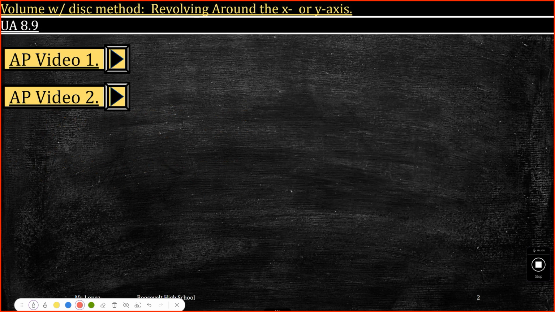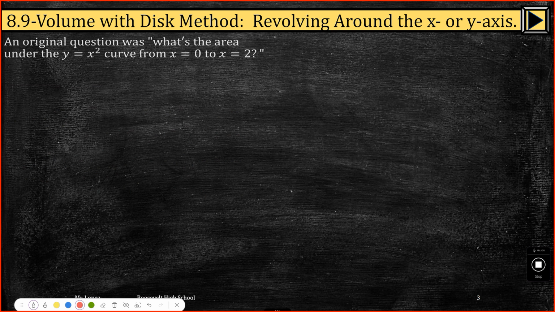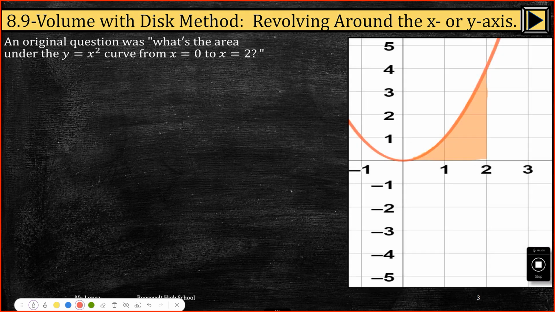Okay, let's move on. Volumes with the disk method, revolving around the x or y axis. At the beginning of this semester, we talked about trying to find the area under the curve of a quadratic, like say y equals x squared, from 0 to 1, but now let's go from 0 to 2. So what's the area under that curve? That should be pretty straightforward.